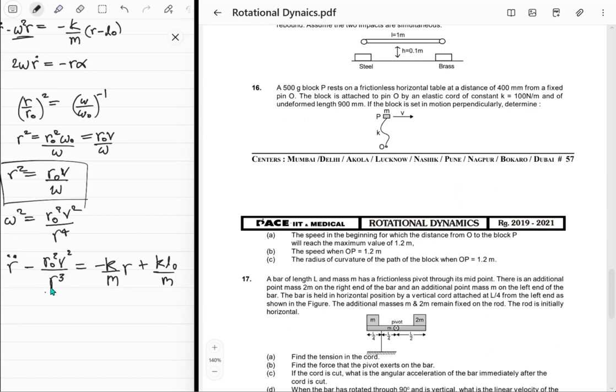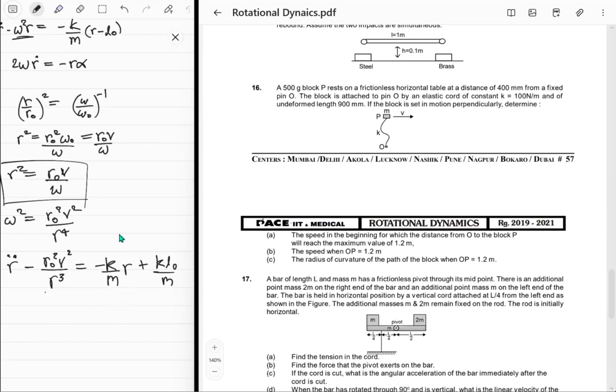Is the mass given? Okay, mass is given, K value is given, L naught is given, R naught is given. Everything is given. Cool. V is also given. The problem is this thing. How do I do it? Well, okay. This is really wrong.